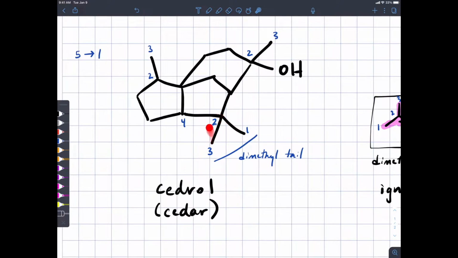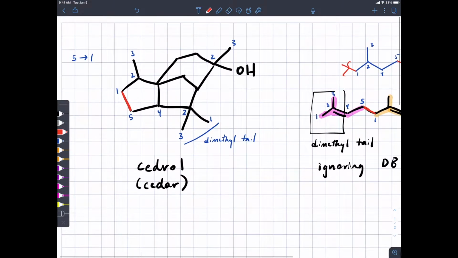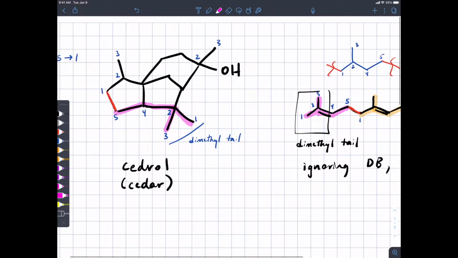Okay, 1, 2, 3, 4, and then which way should I go here? Left, right? Because if I go here, that would have needed to be carbon 1. So 5, and then 1. Does that work? Does that make sense so far? Okay, so that's going to be one of those bonds from the first isoprene unit to the second one. So what we're saying here is that that is one of our isoprene units, and it's the pink one, starting with the dimethyl tail.